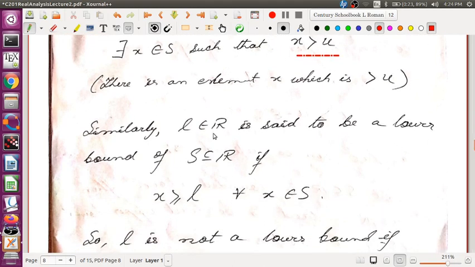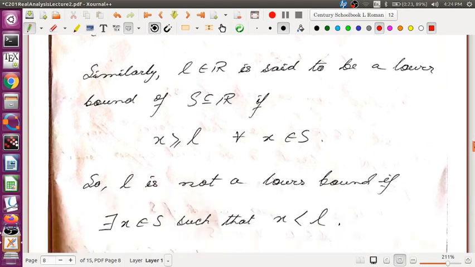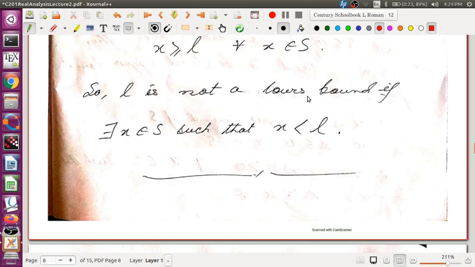So similarly, L belongs to R is said to be a lower bound of S if x is greater than or equal to L for all x inside S. So L is not a lower bound of S if there exists an element x inside S such that x is strictly less than L. Right.